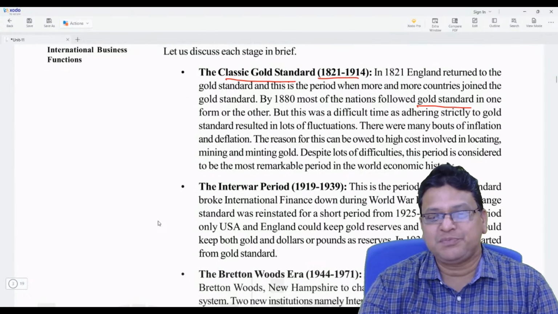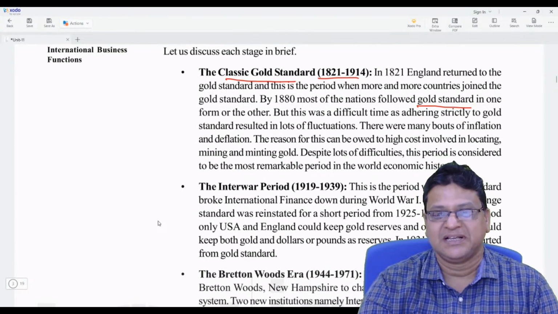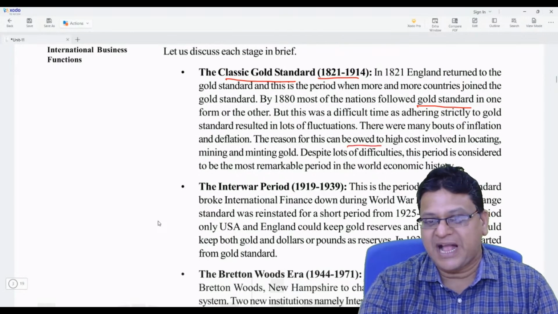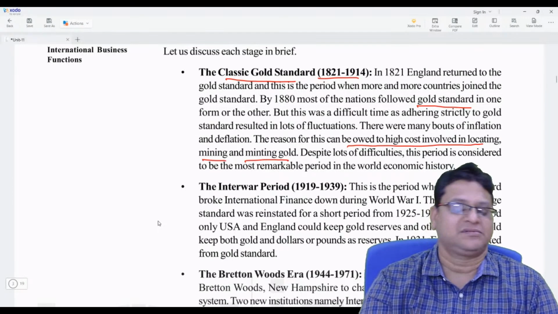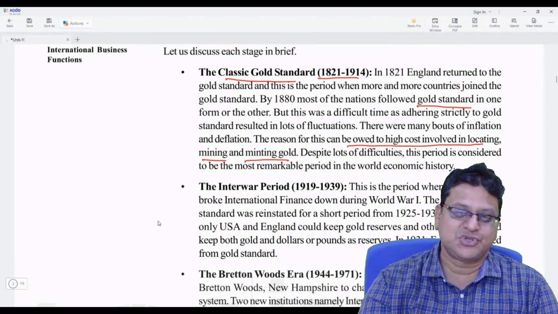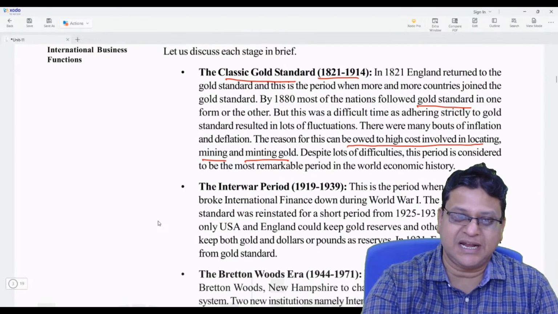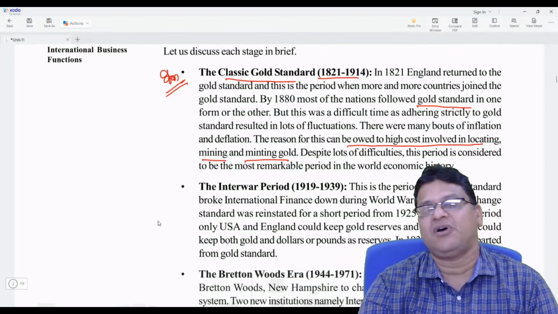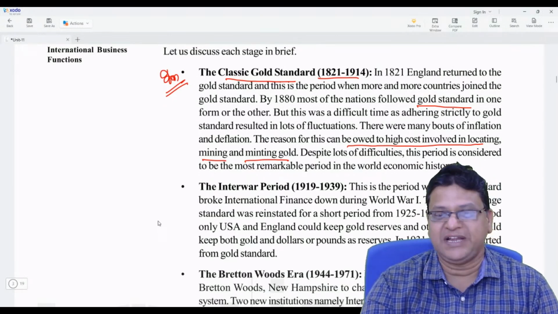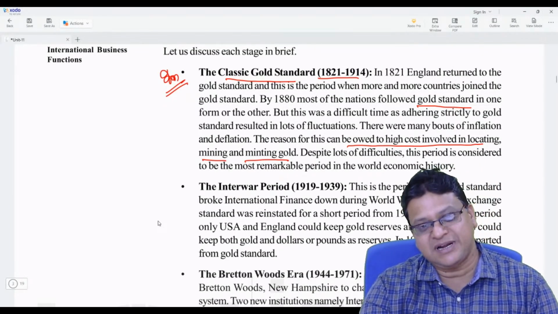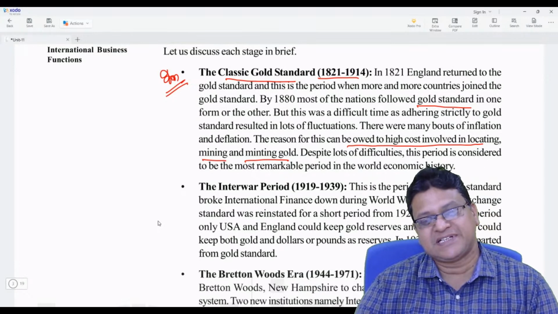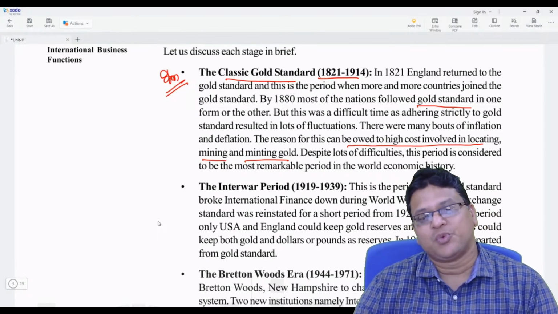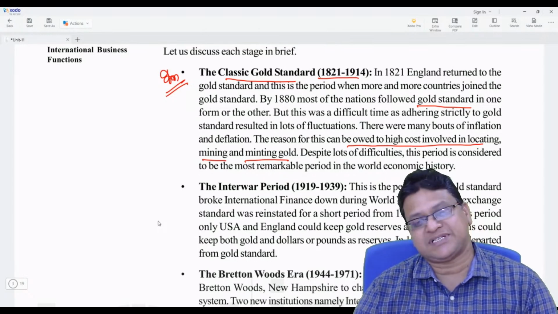But the most important demerit of this gold standard is that the country incurs a high cost in locating gold, mining gold, and minting gold. So this classic gold standard was prevalent for hundreds of years of international trade from 1821 to 1914. Classic gold standard was followed in determining the exchange rate between currencies, where the exchange rate is determined on the basis of gold or silver content in their currencies.